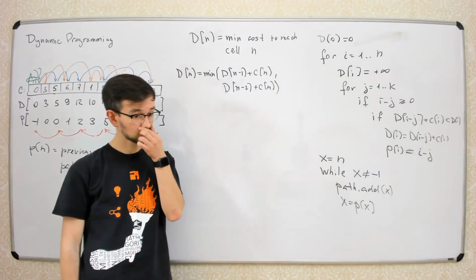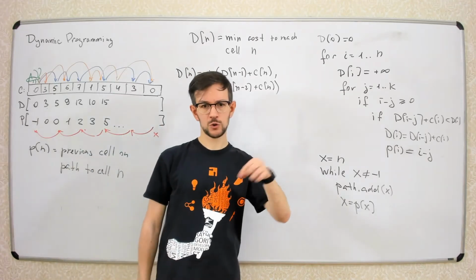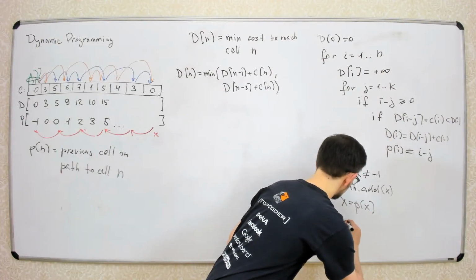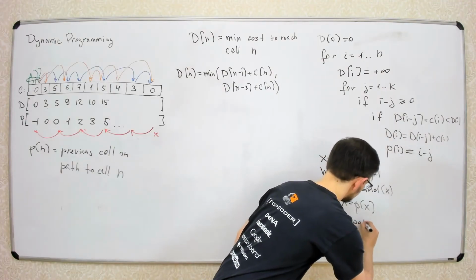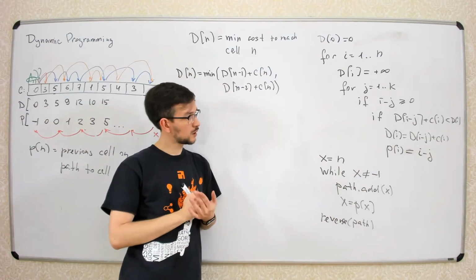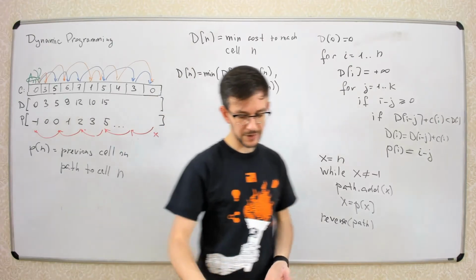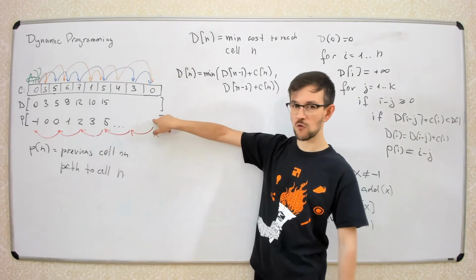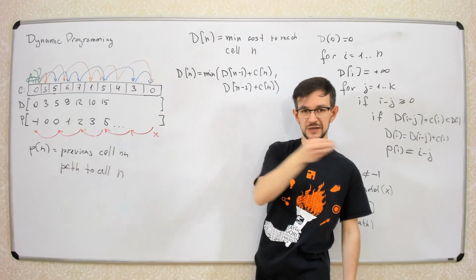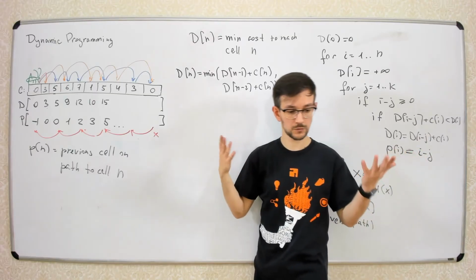Like this. Yes, the path will be reversed, so we need to reverse the path. That's all. That's how you calculate the optimal answer. So we find the value of the optimal answer, the optimal sum, and then we use these links to find the path itself. So that's how it's done.